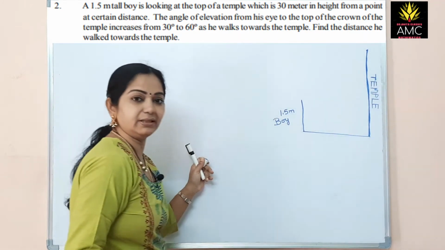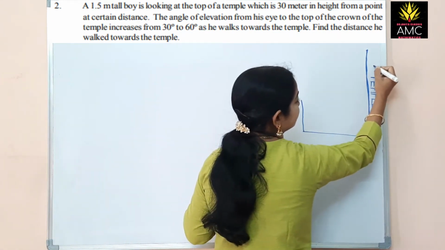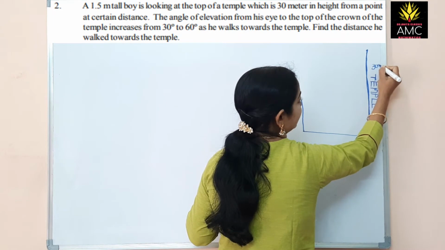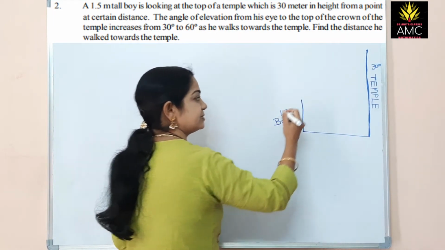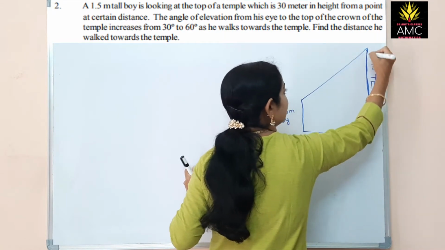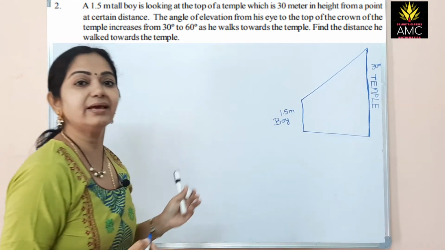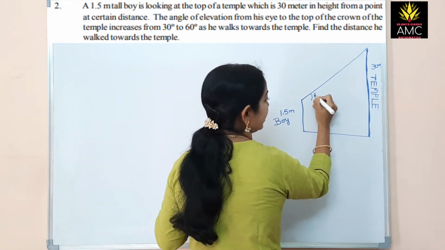So this is the temple, and the temple is 30 meters in height. Now this boy has observed the crown of the temple at an angle of 30 degrees.